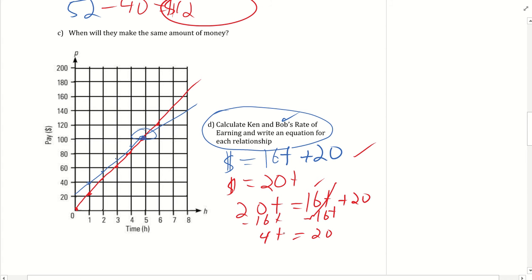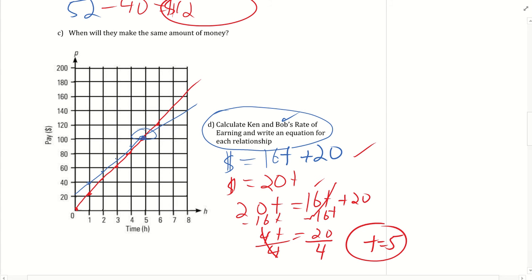That's 4 times t. The opposite of timesing 4 times t is to divide by 4. Hopefully that makes sense. So I'm going to divide both sides by 4. 4 divided by 4 is 1, so I'm left with t. And 20 divided by 4 is 5. So there's a couple of ways to figure out when they would make the same amount of money. And you can see the equations that are made.